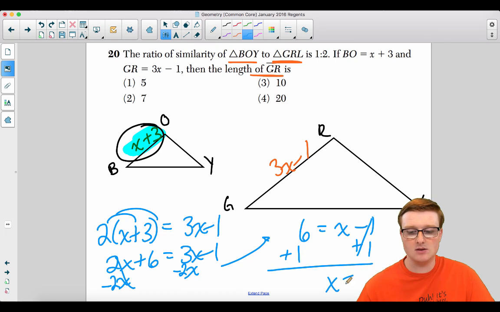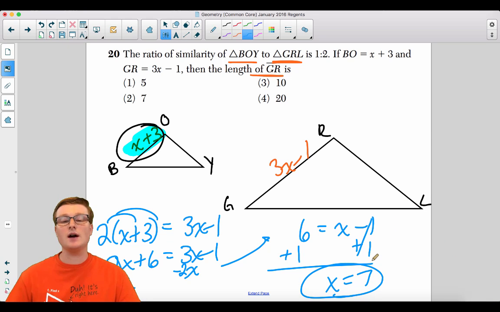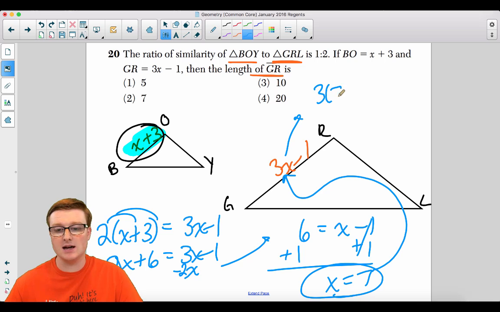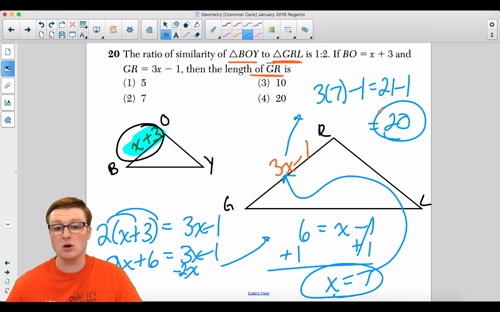And we get x is equal to 7. Now, it's saying find the length of GR. Take the 7, plug it into GR. That's going to be 3 times 7 minus 1. That's going to be 21 minus 1, which is equal to 20. So that's going to be choice 4.